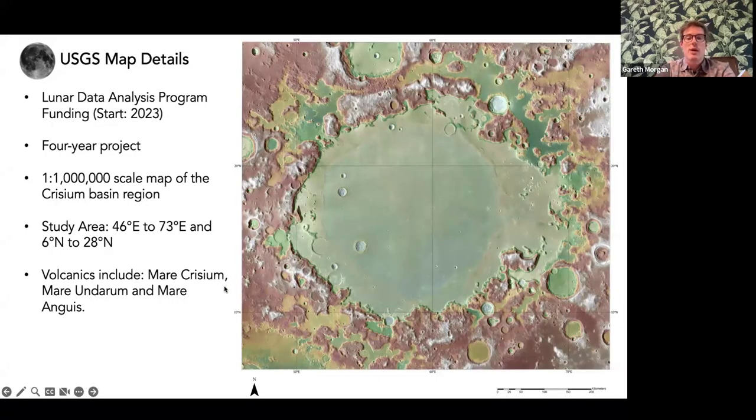So the USGS map details, as I said, it's a 1 to 1 million map. This is the region here. Mare Crisium, which is this flat plain in the middle, is filled with basalt. That is the main focal point, but we're also covering some of the basin structure around that, the various rings, and a little bit of the edge of the ejecta as well. Part of the reason we want to do this, because of this volcanic motivation, is there are other mare units that are suspended up here, between the various rims of the basin, and so we want to look at those as well.